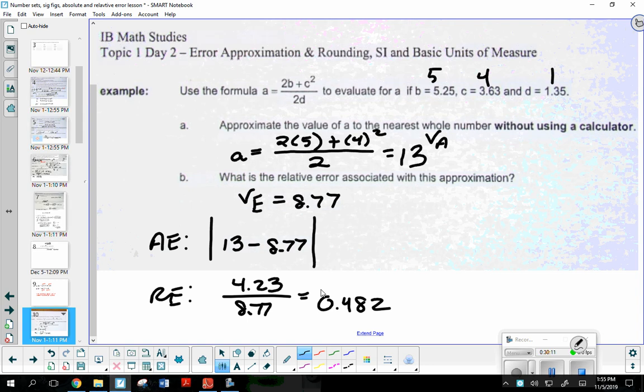So what's the percentage error if I move that decimal over? 48%. So there's actually quite a large error here if you were to round as opposed to doing it exactly. But big picture, is everybody starting to feel better with absolute error, relative error, and percentage error? Is anybody having issues?